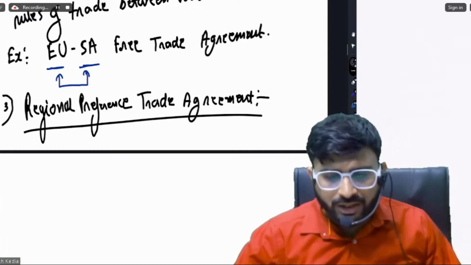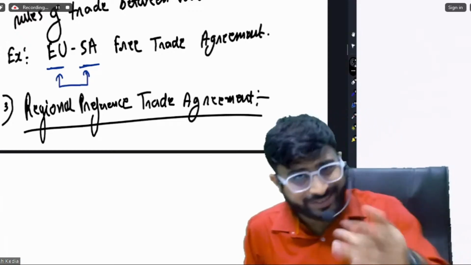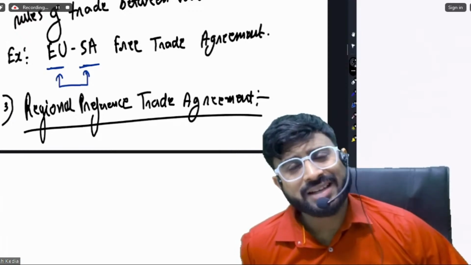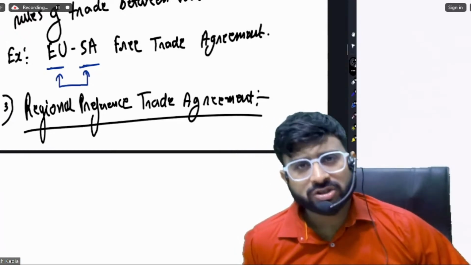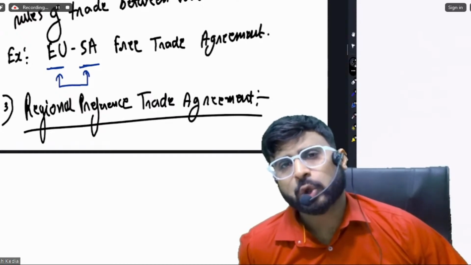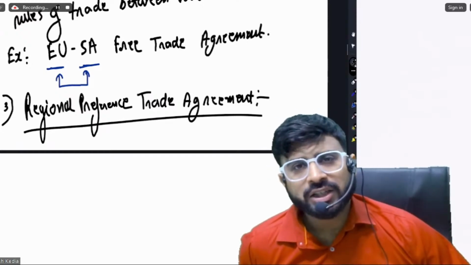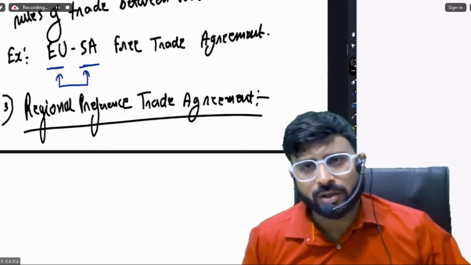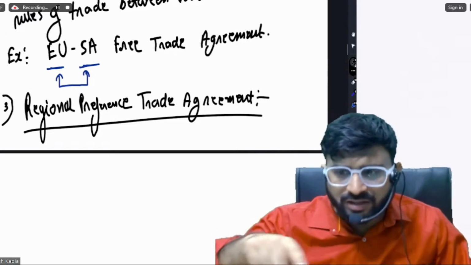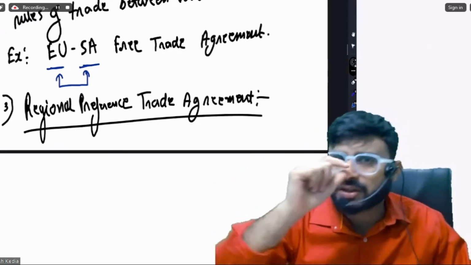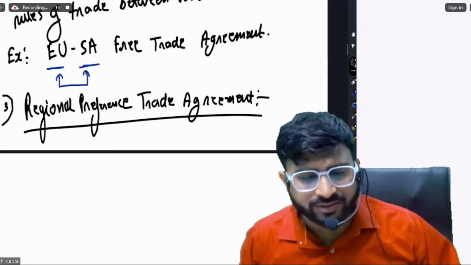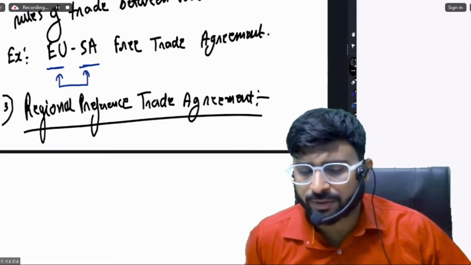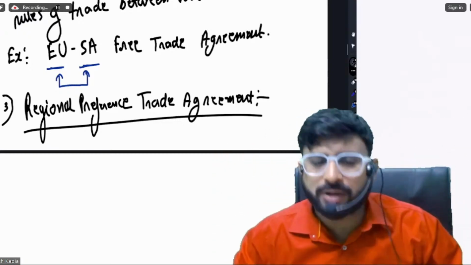So what happens, friends? I'll give you an example. Suppose there is an organization called SAARC, South Asian Association for Regional Cooperation. SAARC is basically the South Asian countries. So suppose SAARC countries decide that between SAARC countries there will be free trade or there will be a low rate of taxes. That would be a preferential trade agreement as per region, regional preferential trade agreement. So mutually, it will be between multiple countries.